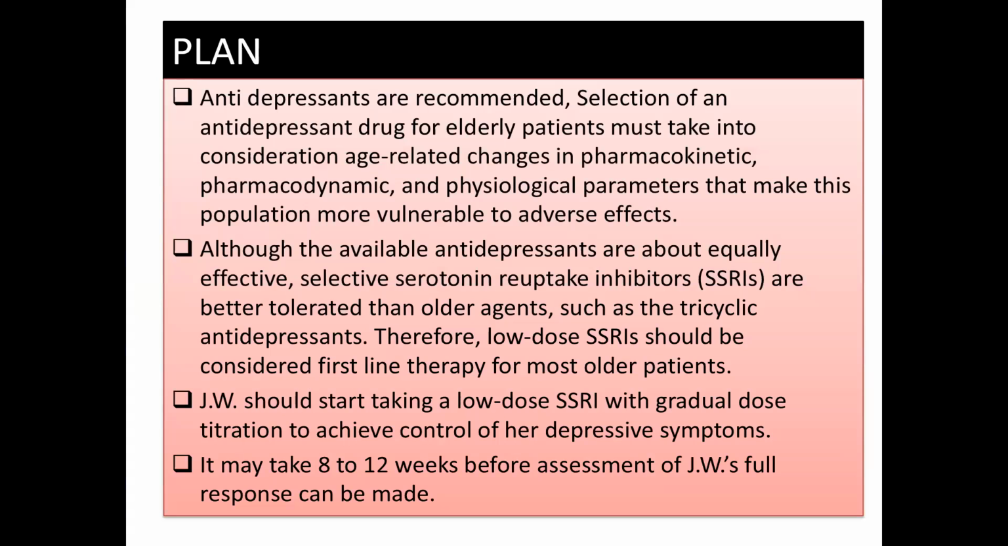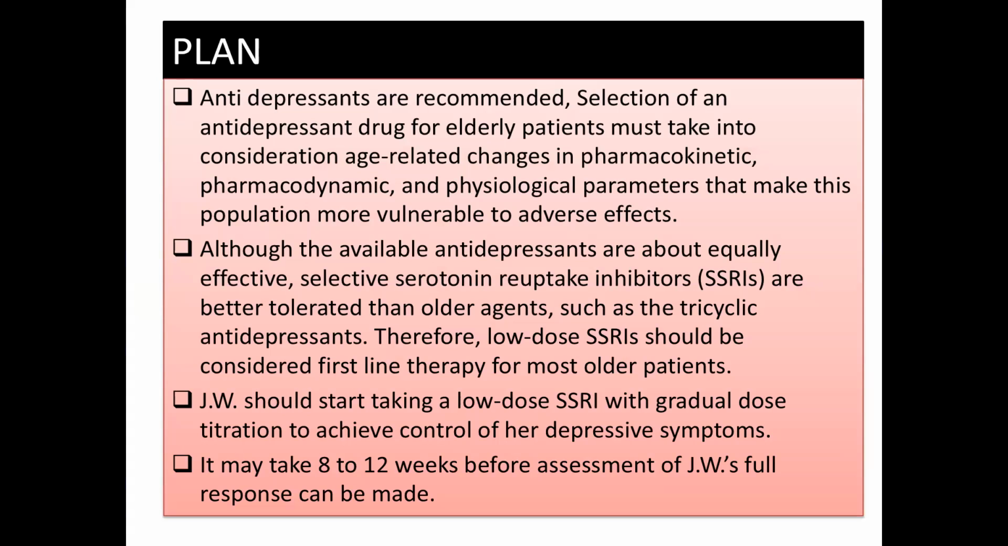Plan: antidepressants are recommended. Selection of an antidepressant drug for elderly patients must take into consideration age-related changes in pharmacokinetic, pharmacodynamic, and physiological parameters that make this population more vulnerable to adverse effects. Although the available antidepressants are about equally effective, selective serotonin reuptake inhibitors are better tolerated than older agents such as the tricyclic antidepressants. Therefore, low-dose SSRIs should be considered first-line therapy for most older patients.